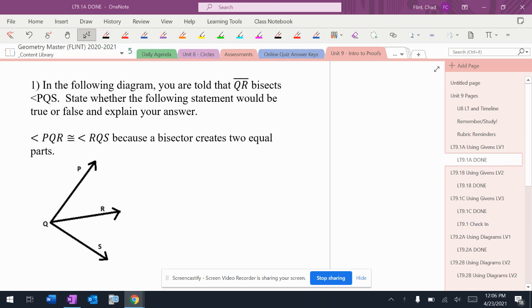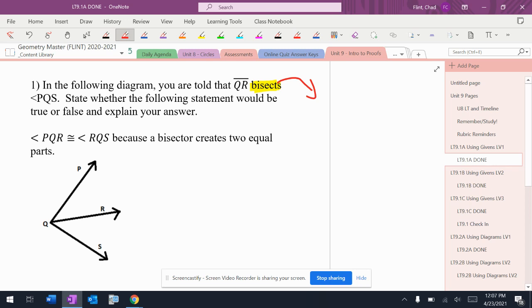So let's get out of here. It says, in the following diagram, you are told that QR bisects PQS. State whether the following statement would be true or false and explain your answer. This is what we're doing. There has to be a geometry word someplace in here, or more than one. That's the geometry word right there, bisects. Not the entire, but 95% of me getting this right or wrong is, do I know what bisect means? Okay, if I don't know what bisect means, I can't do this.